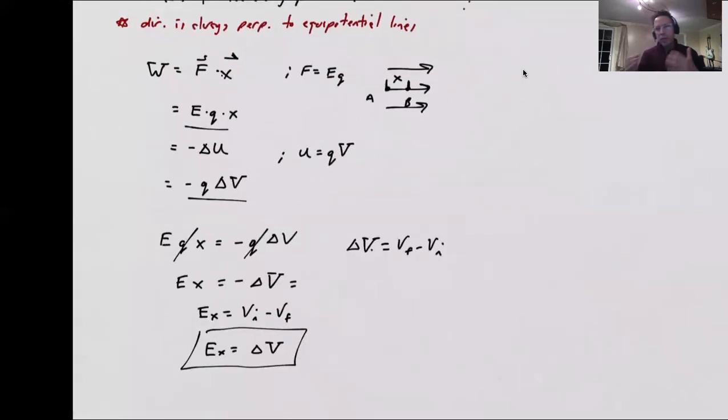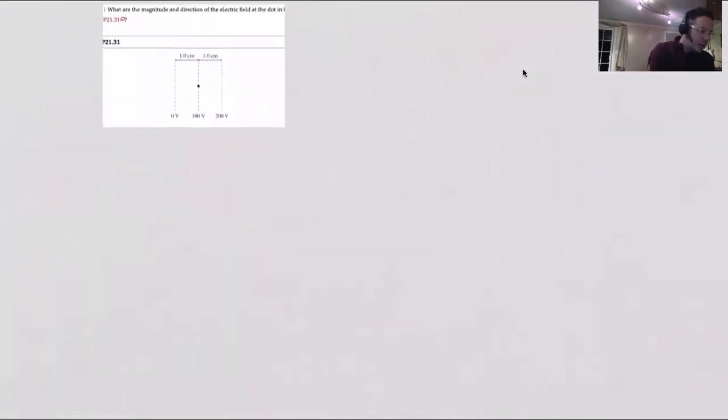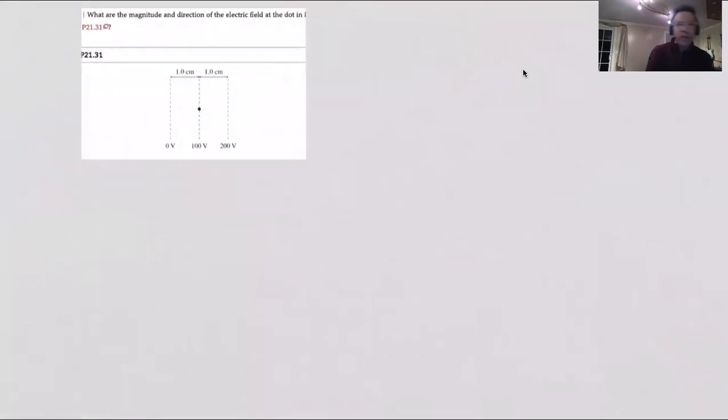This is meant to be kind of the downswing of this topic, right? Really just applying this. Like I said in the beginning of this video, we're really hoping to use this to apply to the basics of circuits and circuit elements, which will be coming up later on. So I want to do this problem right here. What are the magnitude and direction of the electric field at the dot in that figure?